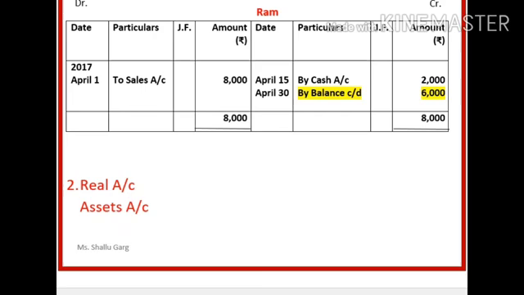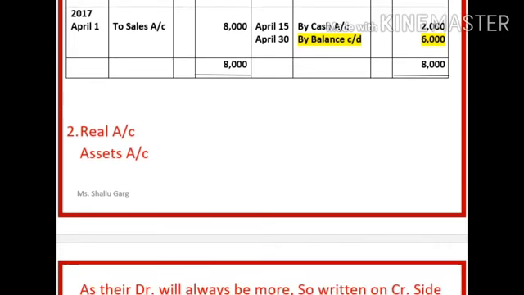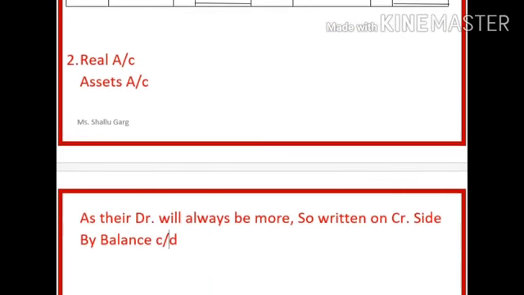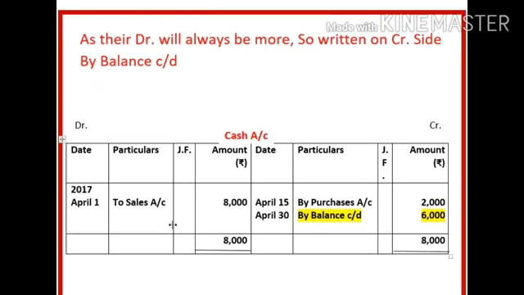Second account is the real account or the assets account. Here I feel I don't need to tell you the rule, because assets have debit balances. So always their balance will be written on the credit side by balance carried down. Like cash account. Here you have written to sales, 8,000, by purchases 2,000. So the balancing figure will be 6,000, representing the debit balance, and written on which side? Credit side by balance carried down.